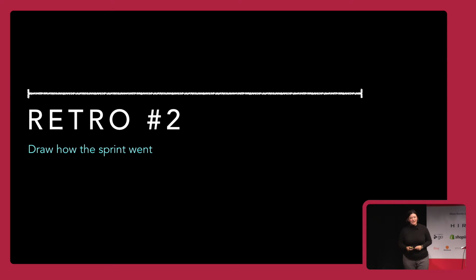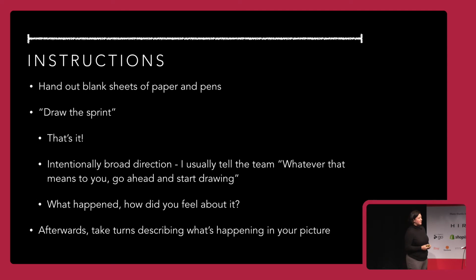Retro number 2, draw how the sprint went. This one's a lot of fun. I really, really adore this one. It's very simple. You hand out blank sheets of paper and pens, preferably pens of multiple colors, and you say, draw the sprint, or draw the release, or draw the month, whatever it is, and that's it.